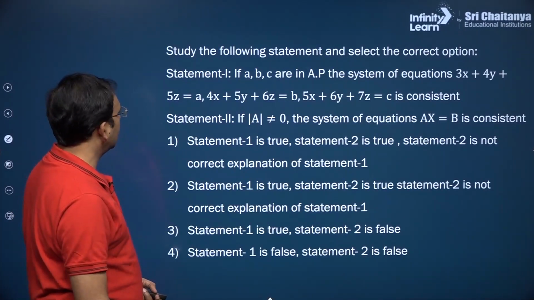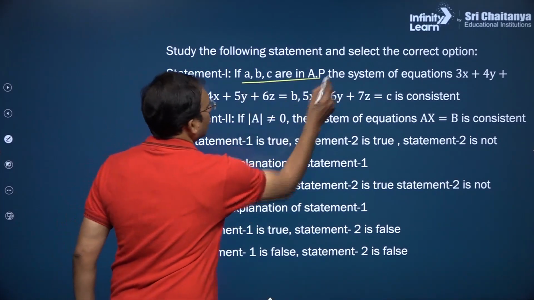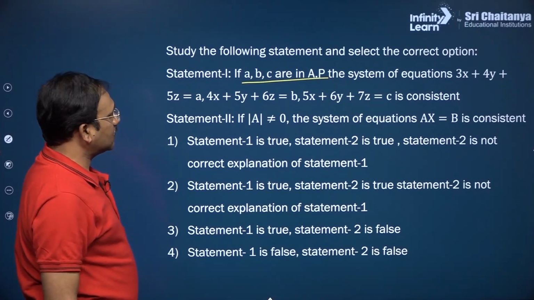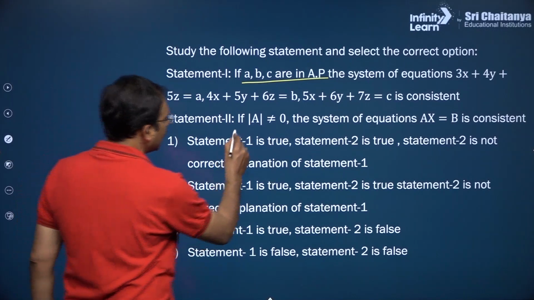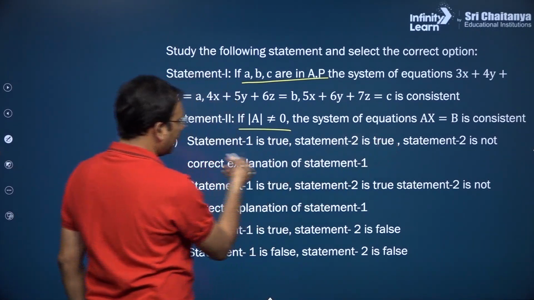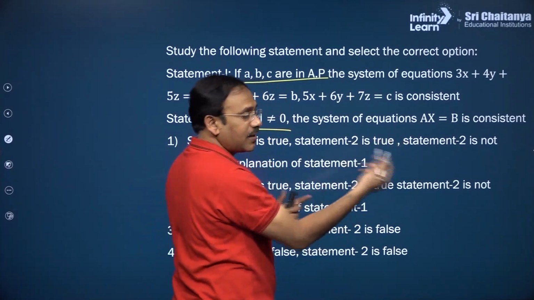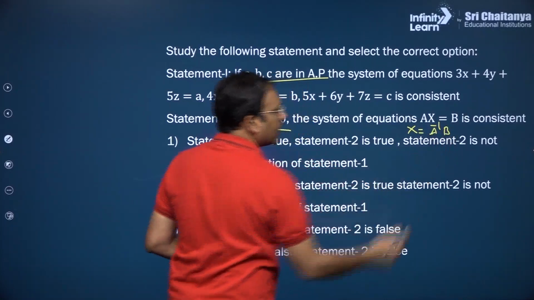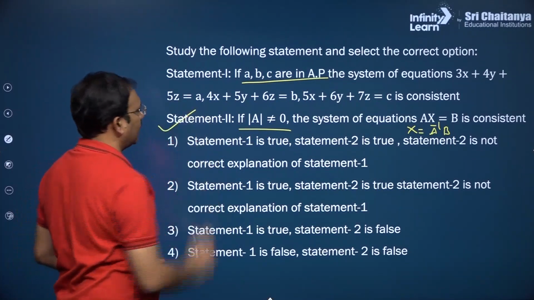Next, my dear friends, you see here, given a, b, c are in AP, the system of equations, these 3 lines given, this system is consistent. Statement 2: if det A is not equal to 0, the system of equations is consistent. Yes, because if det A is not equal to 0, A inverse exists, you can multiply with A inverse, X is equal to A inverse into B, a unique solution it will have. So statement 2 is correct, my dear friends.